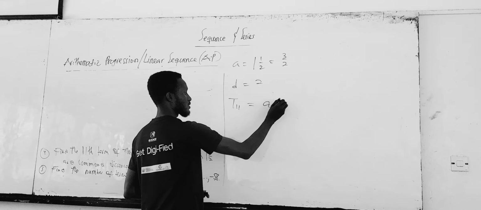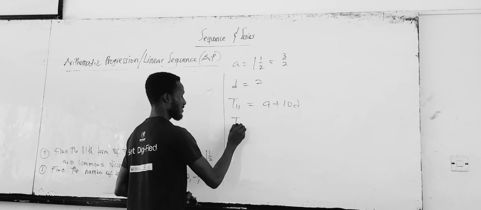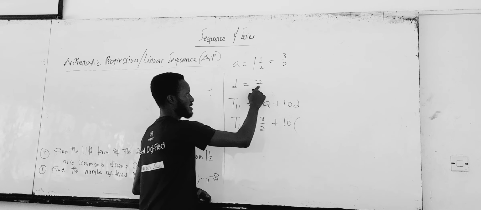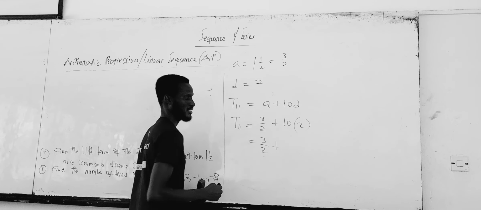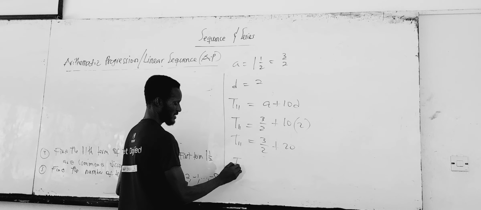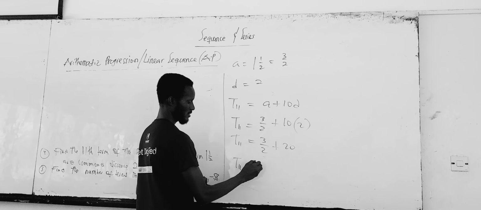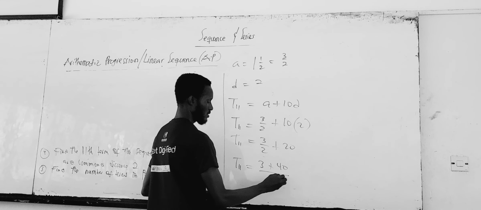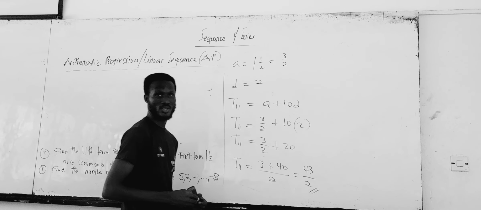And what is T11? It is A plus what? 10D. Don't forget, A plus 10D. So T11 is equal to A, which is 3 out of 2, plus 10 times D, and D is 2. So we have 3 out of 2 plus 2 times 10, which is 20. So the 11th term will give us 3 plus 2 times 20, which is 40, all divided by 2. So the whole thing will give us 43 divided by 2. So it is just as simple as that.